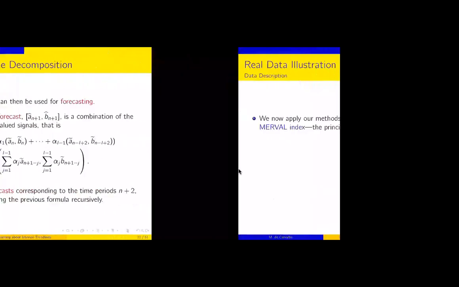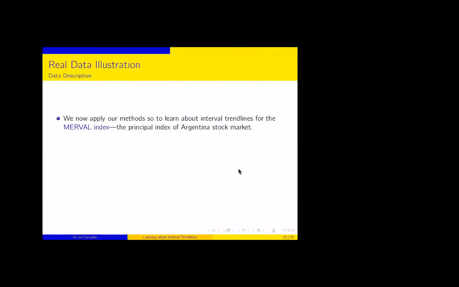Okay, let's move on. So this is the data illustration, and we're back to the Merval index. Remember, we had some code previously, and the code was first loading the Merval index, which is the principal index of the Argentina stock market. It's a sort of analog of the PSI in Portugal. It's just an index describing the activity of the stock market, and that's the Merval.